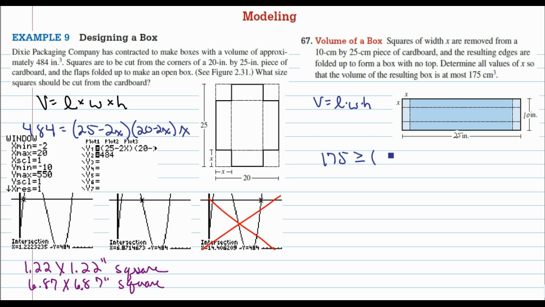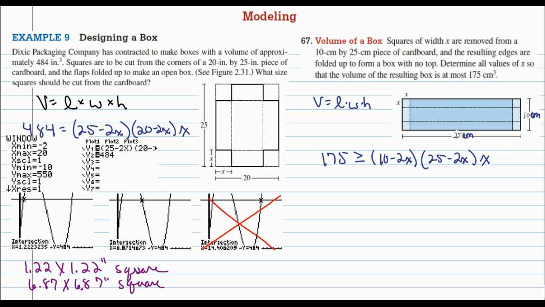175 is greater than or equal to, let's see, we've got the 10 centimeter side minus the 2 x's we're cutting from each edge. The 25 centimeter side minus the 2 x's we're cutting from each edge. And then the height, which is x. Length times width times height. So now I'm going to use my calculator to find out the x values that will make this true.